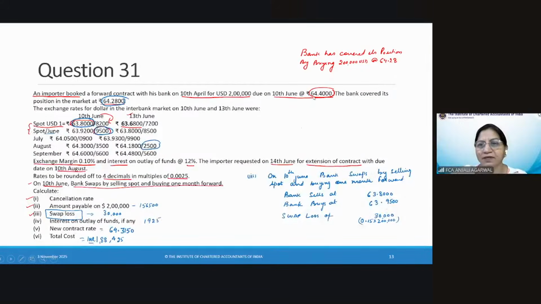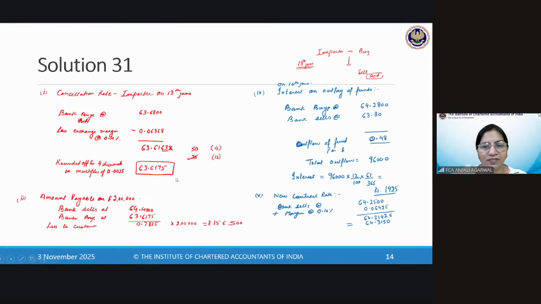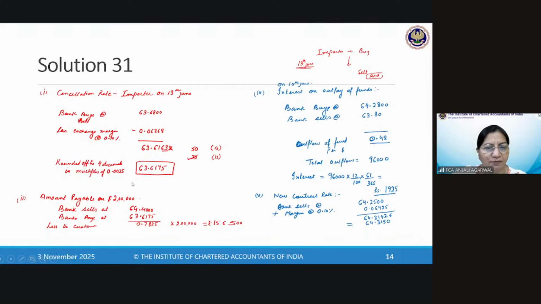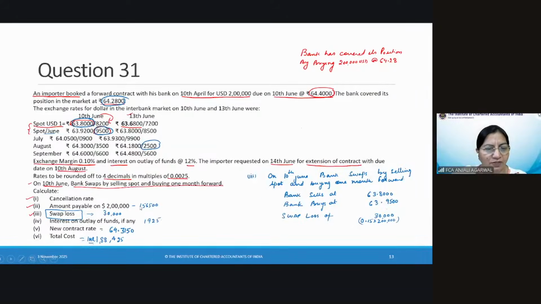Amount payable: the customer is buying at 64.40, selling at 63.6175. There is a loss to the customer of 0.7825 rupee per dollar multiplied by $200,000. The total loss to the customer on cancellation is 156,500. So cancellation rate 63.6175. Loss on cancellation of $200,000, 156,500. Swap loss 30,000. Interest 1925. Any doubt here or is it clear so far?